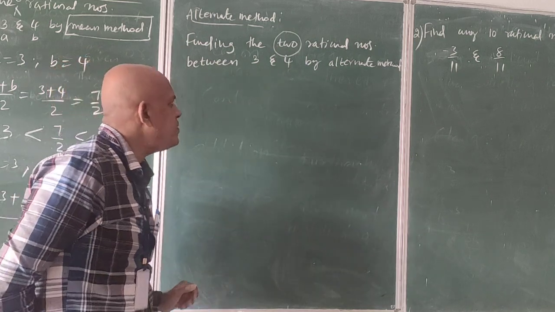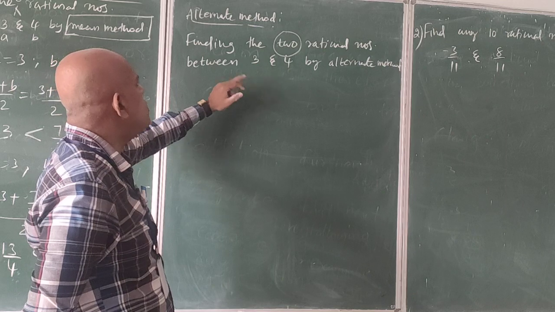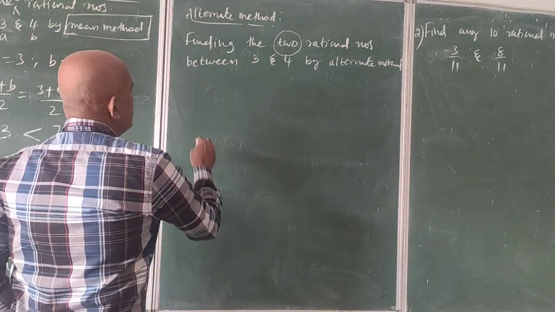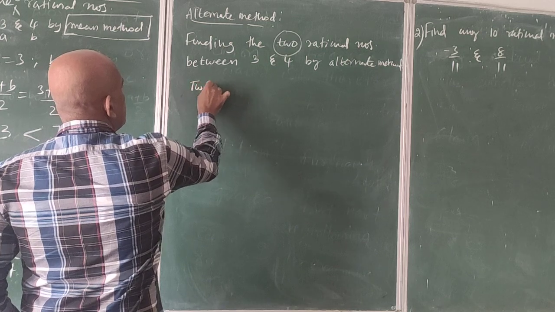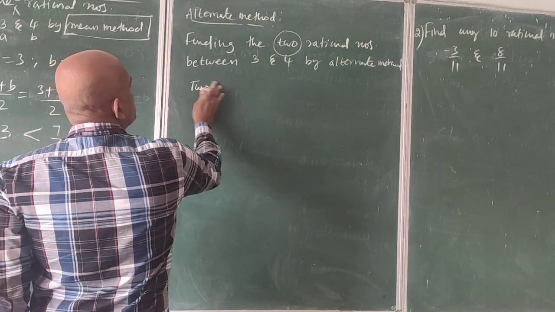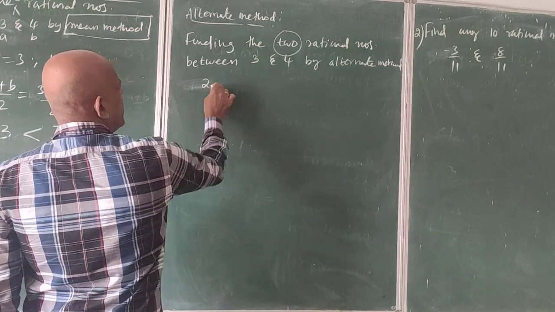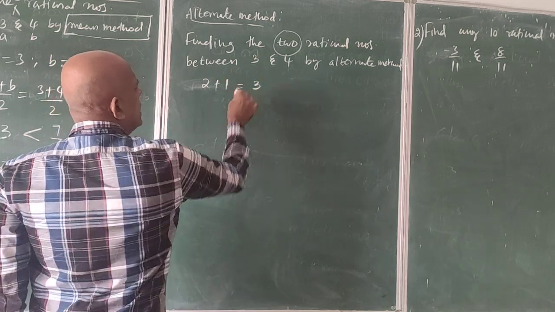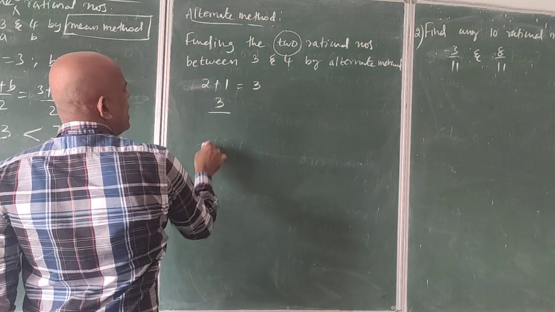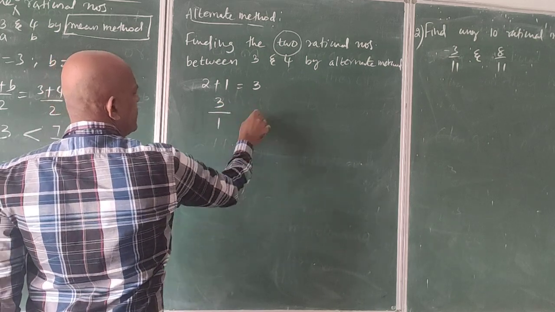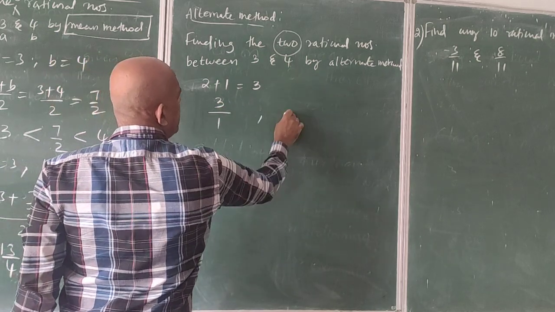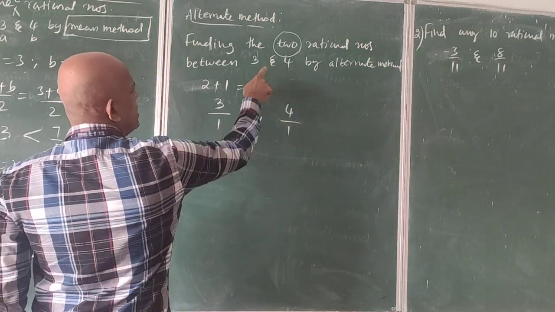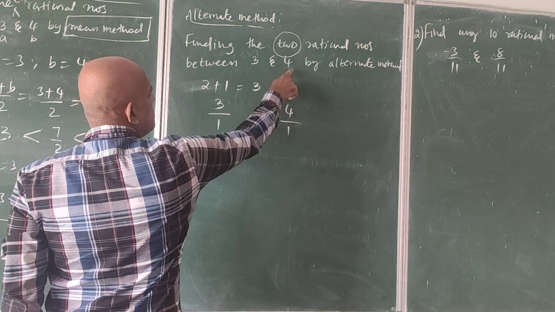And this is another way. If they did not mention a method, you can follow this method also. Finding the two rational numbers between 3 and 4. In this method, they ask for two rational numbers, so we have to add 1. 2 plus 1 is equal to 3. Take the given number as 3, and since there is no denominator, write it as 1. And another number is 4, with no denominator, write it as 1. 3 by 1 is nothing but 3, and 4 by 1 is nothing but 4.